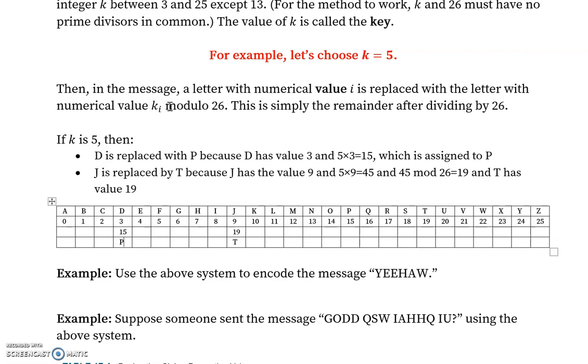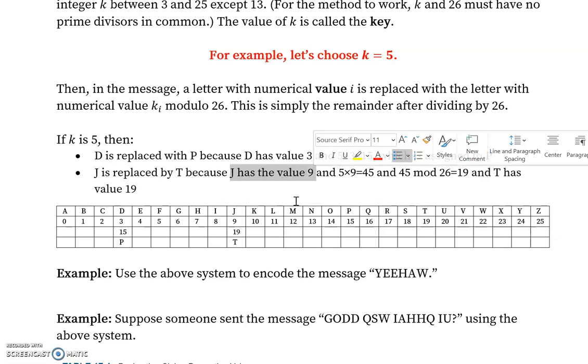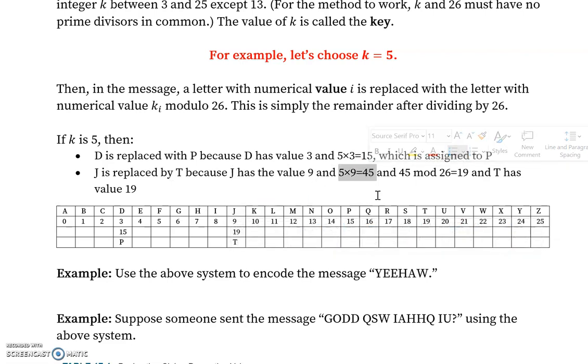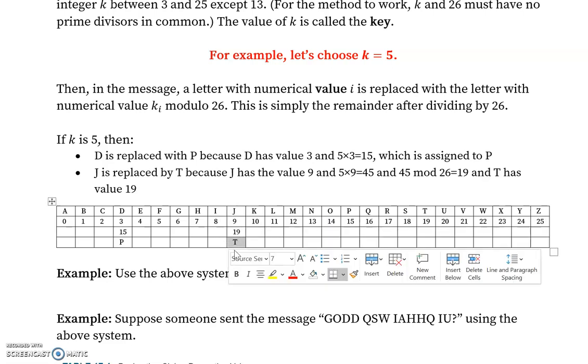This one did not require modular arithmetic because the product was 15. It was not bigger than 26. But we're going to show an example like J, where the value is 9. Multiply by 5, we get 45. Well, 45 is definitely bigger than 26, so we're going to do our modular arithmetic: 45 mod 26. We get a remainder of 19. We find 19 here, and 19 corresponds to the letter T. So we are going to replace J with T accordingly.